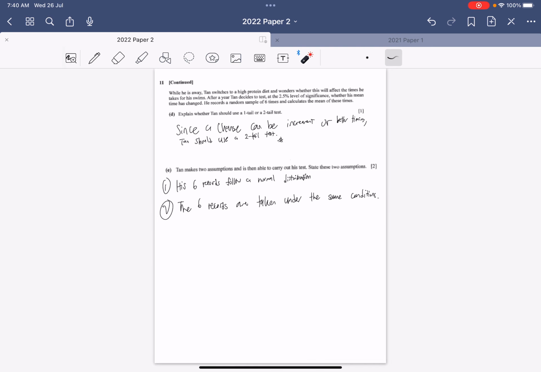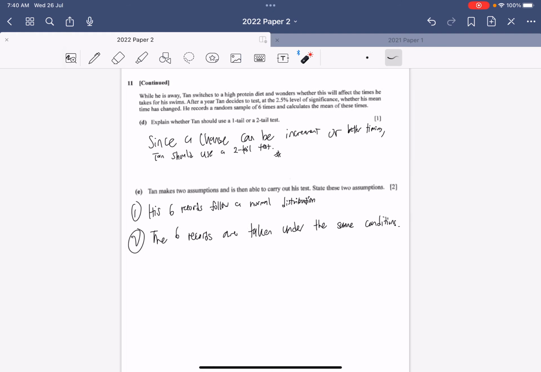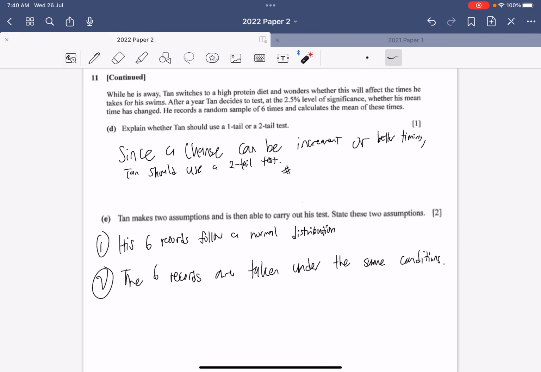And then the last part is very simple, it's very explanatory. They tell you now you want to find whether it has changed, so you should use a 1-tail or 2-tail test. Well, because a change can be either positive or negative, we should just use a 2-tail test. Some assumptions that we make using this test will be, because you record 6 times, this 6 isn't a very large number, so we need it to follow a normal distribution.